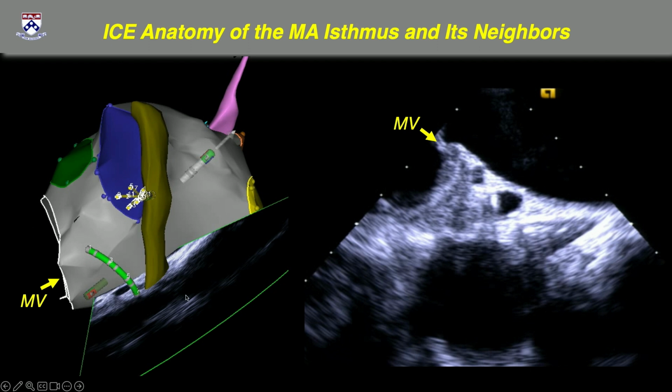So now you have the ability to display the ICE on your map. You can see with the thumb of the ICE what corresponds to this. This is the CS catheter. This is the descending aorta. This is the mitral valve. This is the isthmus, okay? This is the coronary artery. This is the great cardiac vein.